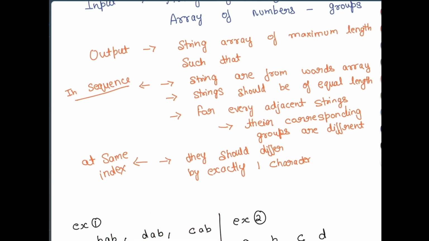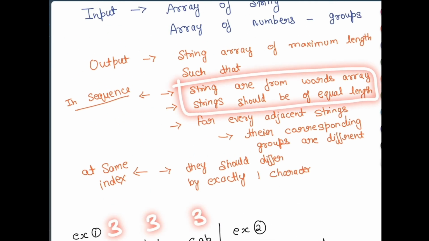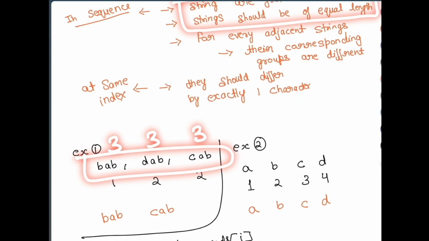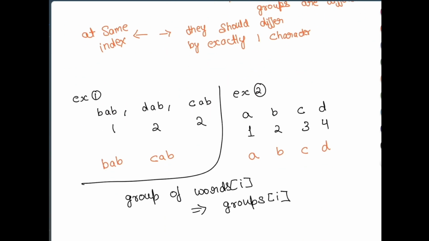The second rule is strings should be of equal length. So you can see that the strings are of length 3, 3 and 3. Now according to these two rules, all these three strings can be the part of your output. Now you will have to understand why this is not the part of your output. Because the next rule is for every adjacent strings, their corresponding groups should be different. Now this is the point where DAB is eliminated and it will not be the part of your answer.